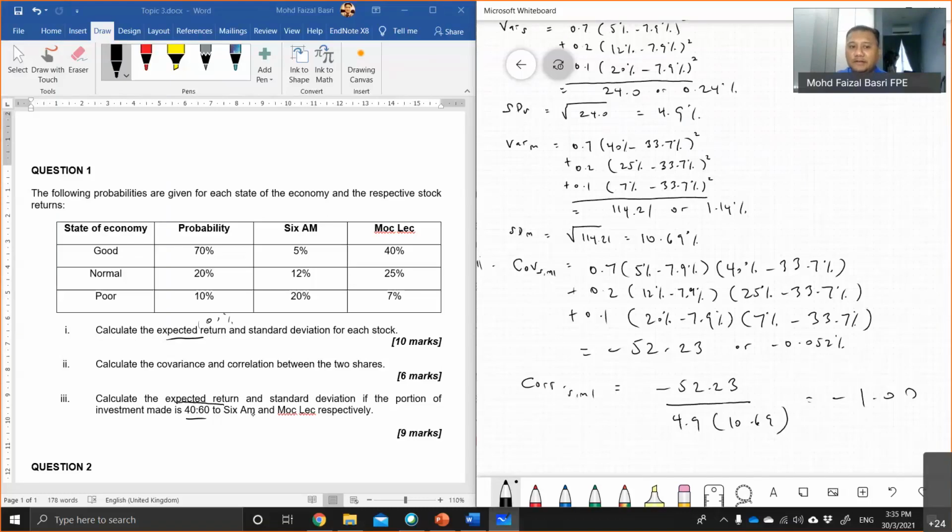Okay, to find the ER for the portfolio. And obviously to find the standard deviation. So again, if you want to find the standard deviation, we need to calculate the variance of portfolio first. Okay, and for this question, you don't have to worry about the weight, because it's already given here, in the form of this ratio, 40-60. So we know it's 40% 6 AM and 60% ML. So that's the weight. Okay, and we will use that weight to calculate our ER, number 1, and also for our variance later.